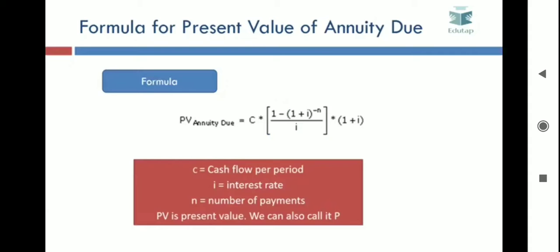Let's see. The formula which we can use to find the present value of annuity due is C into 1 minus (1 plus I) raised to the power minus N divided by I, into (1 plus I). This formula is almost similar to the present value of annuity, except that it has an additional multiplication factor of 1 plus I. So if you multiply the formula of present value of annuity with 1 plus I, you will get the formula for present value of annuity due. C here is cash flow, I is interest rate, N is number of payments, and P is present value.